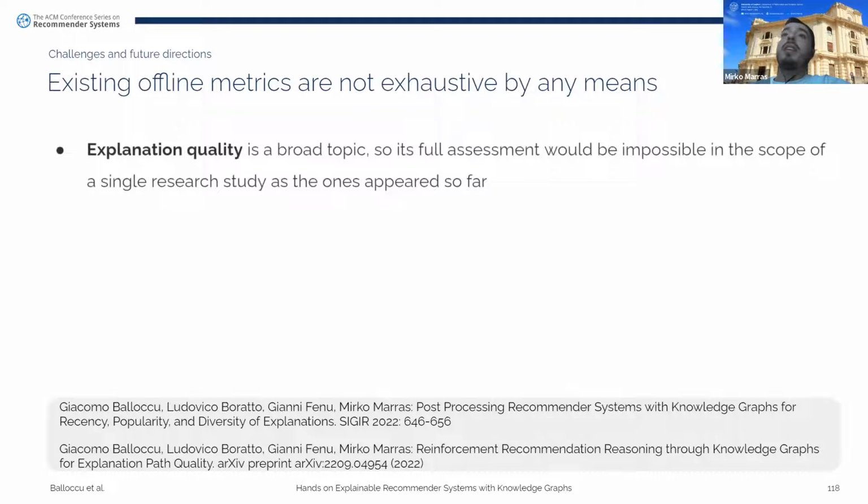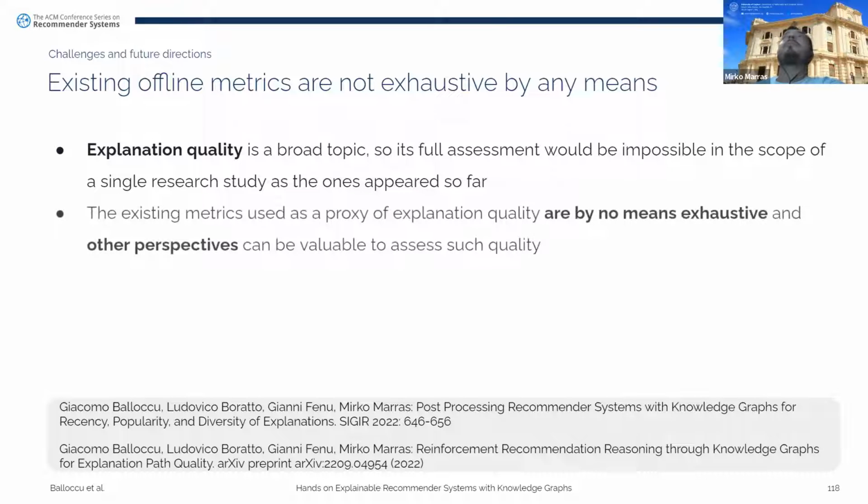Explanation quality is a broad topic, as you can imagine, so its full assessment would be impossible in the scope of a single research study like the ones that have appeared so far. Furthermore, testing explanations with user studies and online is expensive in terms of costs and time. An offline evaluation metric for explanation quality can help to narrow down the set of recommender system alternatives to test with real users. However, the proposed offline properties and metrics are not exhaustive by any means, and further studies should be conducted.